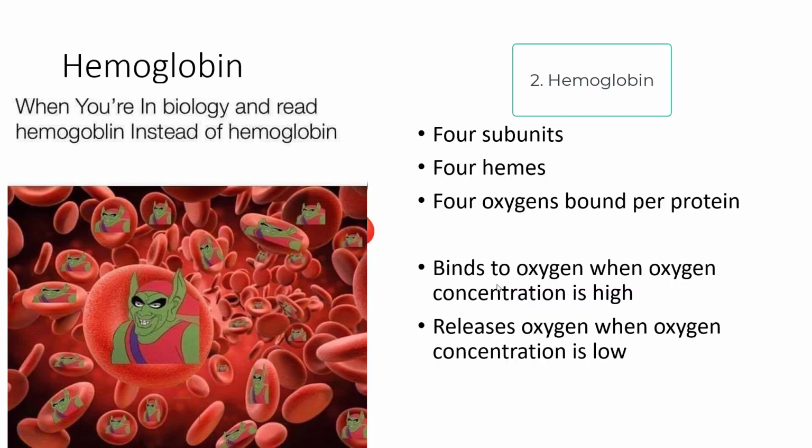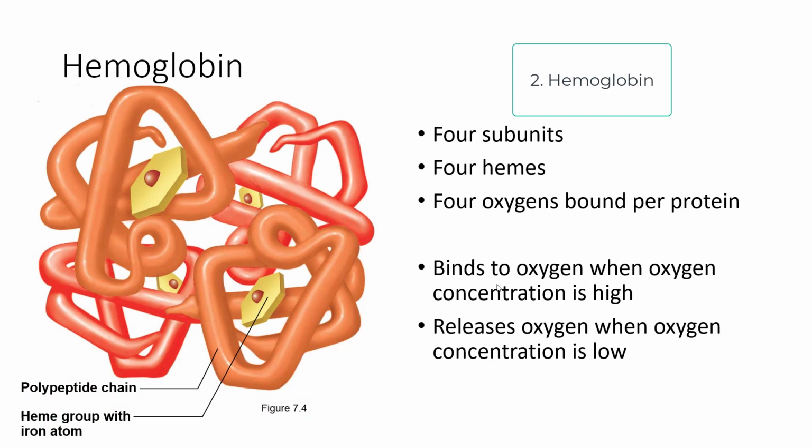No, not hemoglobin, hemoglobin. Made of 4 subunits. This has a quaternary structure, and 4 hemes, shown here as heme groups with iron atoms. Each one of these hemes is capable of binding 1 oxygen molecule. These 4 hemes can bind 4 oxygen molecules at a time, and they bind to oxygen when the oxygen concentration is high and release oxygen when the oxygen concentration is low.